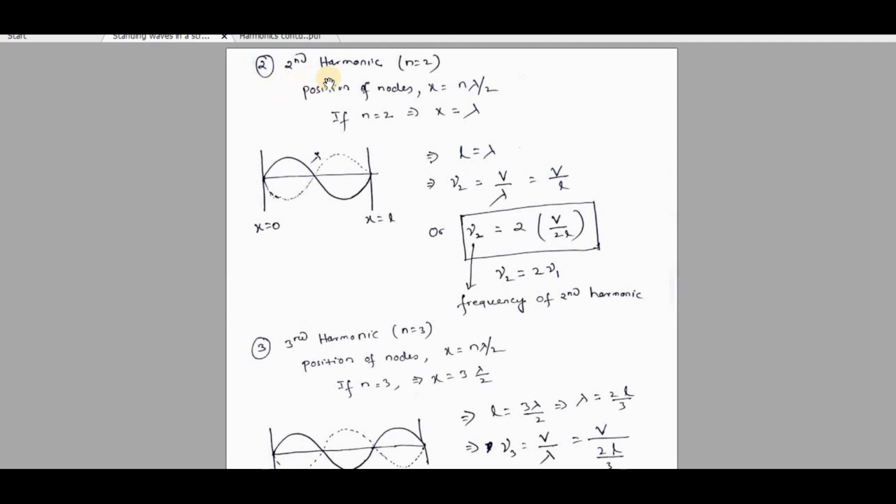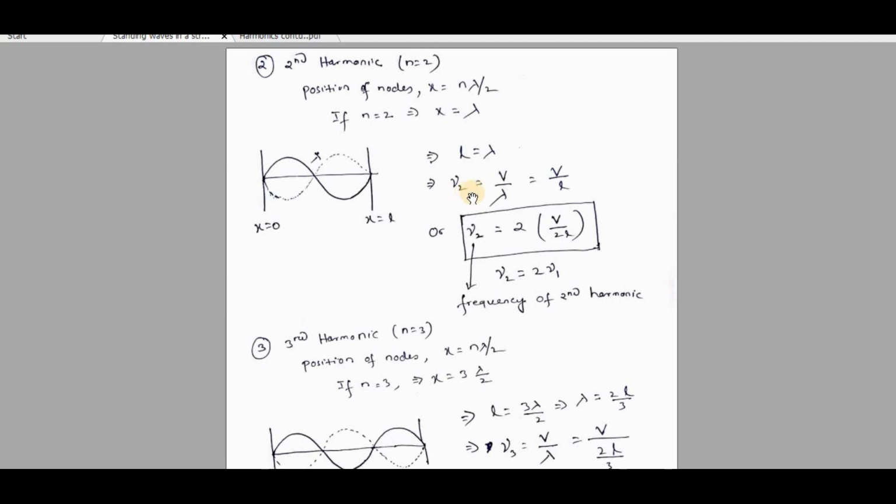Now for the second harmonic, that is n is equal to 2, the general equation of the node is x equal to n lambda by 2. So for n is equal to 2, we get the second harmonic, and x equals lambda. If you put n is equal to 2 here, then x will be equal to lambda. So this is the structure of the standing wave inside the string when n is equal to 2. That is the second harmonic. That means the entire length of the string is divided into one wavelength. This is one complete wave, or one wavelength.